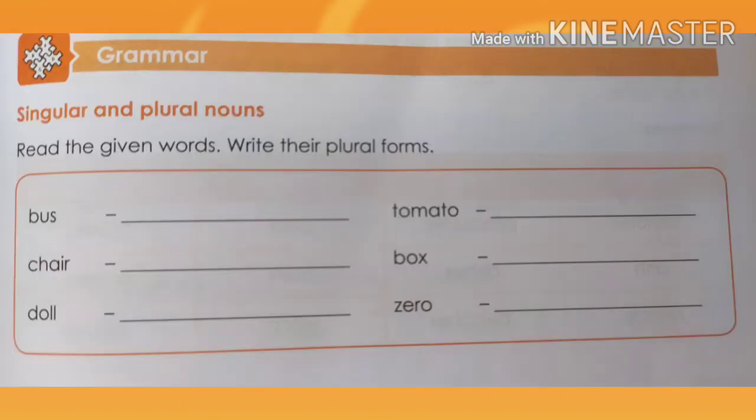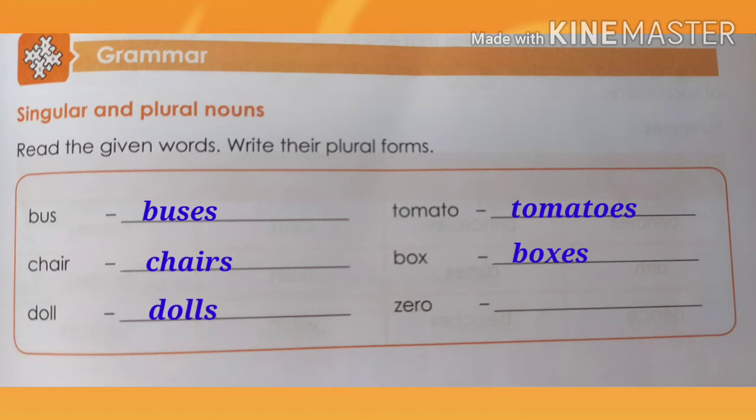Then next part is the grammar part, singular and plural nouns. Read the given words, write their plural forms. Bus, buses. Tomato, tomatoes. Chair, chairs. Box, boxes. Doll, dolls. Zero, zeros. Students, you can see here most words are made plural by adding s to the ends of the words.